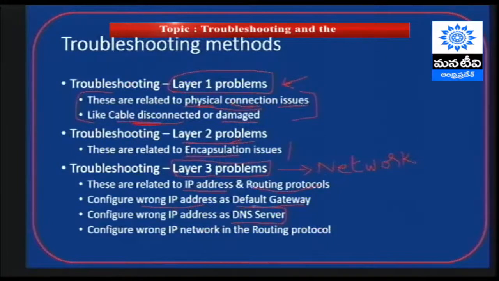If any of these parameters are not correctly provided, be it the IP address, subnet mask, default gateway, DNS server, or the routing protocols that we have enabled on the router, then the user will not be able to access the internet or the remote network. The parameters that we have to troubleshoot for layer 3 connectivity at the computer level are the IP address, subnet mask, default gateway, and DNS.